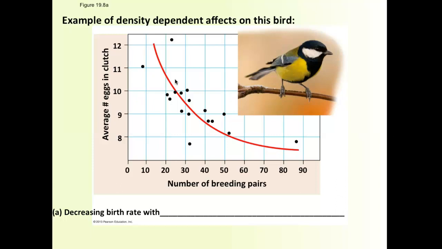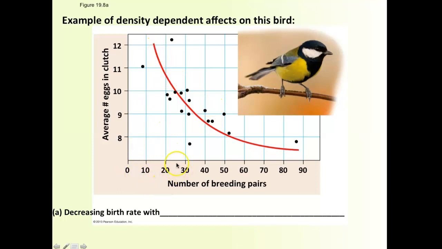Let's look at some density dependent factors. This is a graph that looks at the growth rate of this bird, and this is the average number of eggs in a clutch. So this is 8 eggs, 9 eggs, 10 eggs, 11 eggs, 12. A clutch is how many eggs a bird lays at once. And then this is how many breeding pairs there are in the environment. So if you look at the increase in breeding pairs, as you get more and more breeding pairs, what happens to the average eggs in a clutch? Well, it goes down.